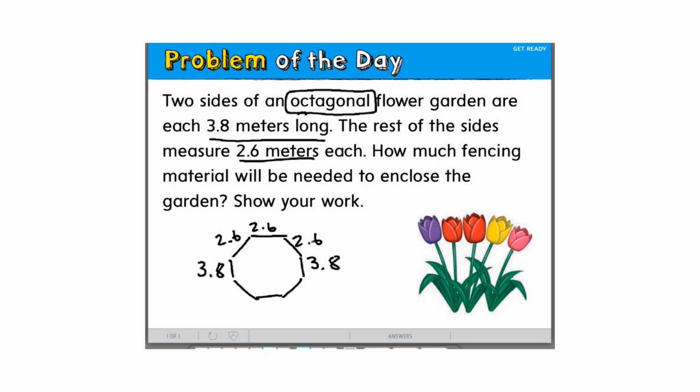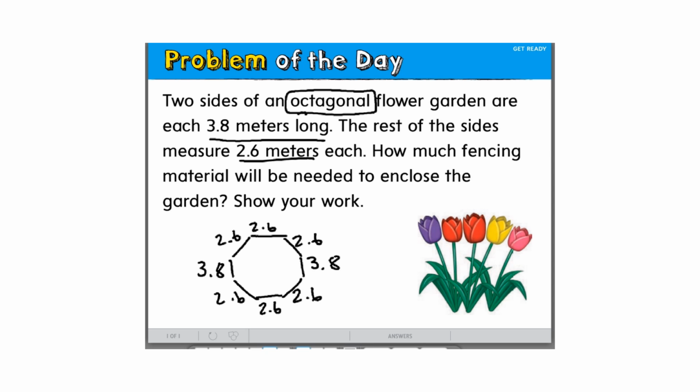And it asks about, we're looking at perimeter, right? Perimeter is how much fencing will be needed to go around the shape. It's not necessarily what's here on the inside of the shape. It's how much fencing would be needed to enclose that shape of a garden. Okay, so you could use addition and go all the way around and add them all up. What's another way you could solve this? What do you think? Another way you could solve it is multiplication.